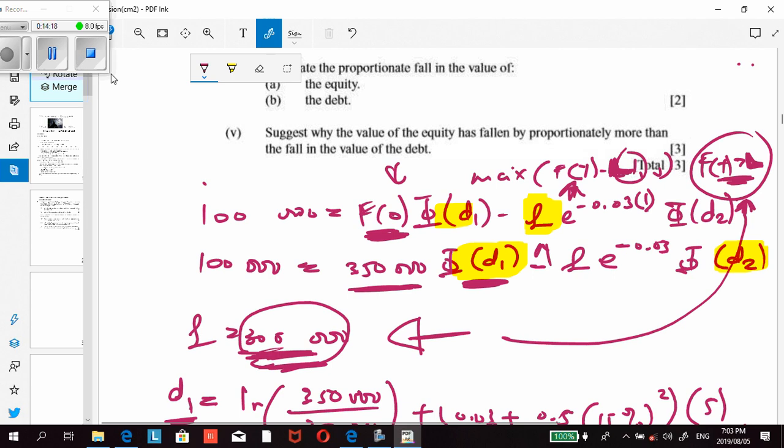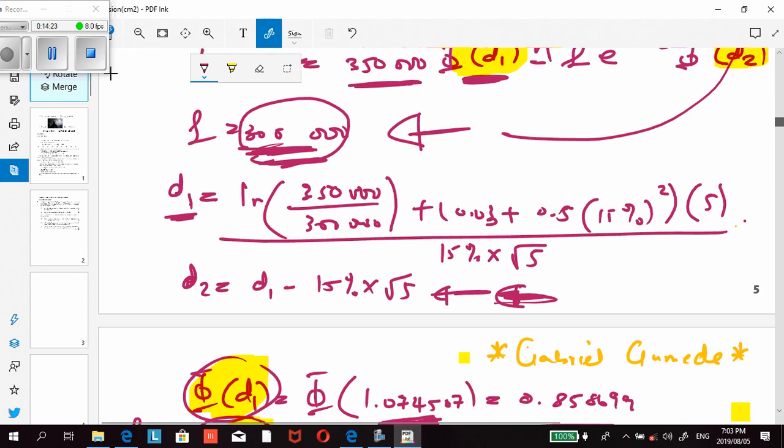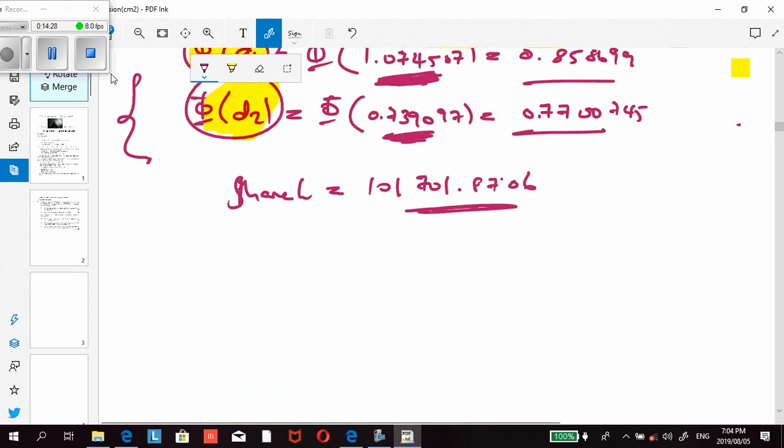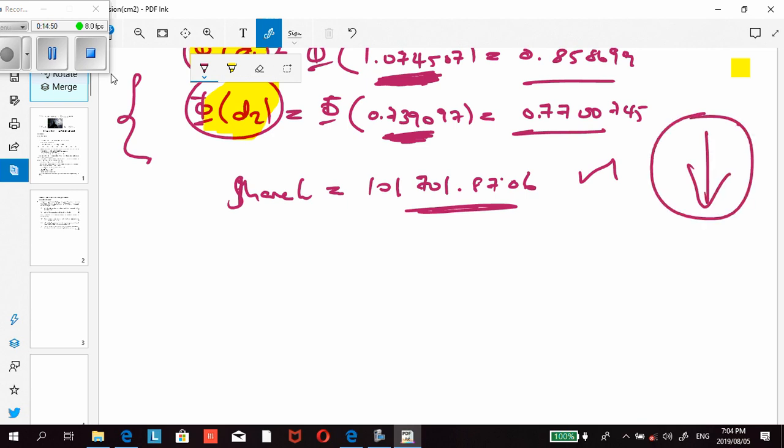Now I need another value so that I can interpolate the value of L. I need another value of the call option so that I can interpolate the value of L. Now, I want this value to be below 100,000, because you can see this here is above 100,000. Now, what L will make the value of the call option to be below 100,000? So now I want to decrease the value of the call option.